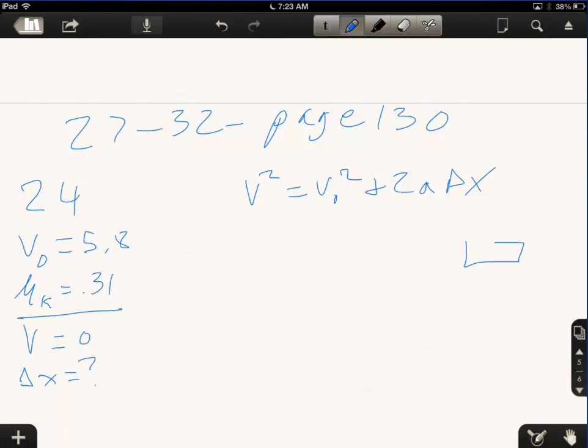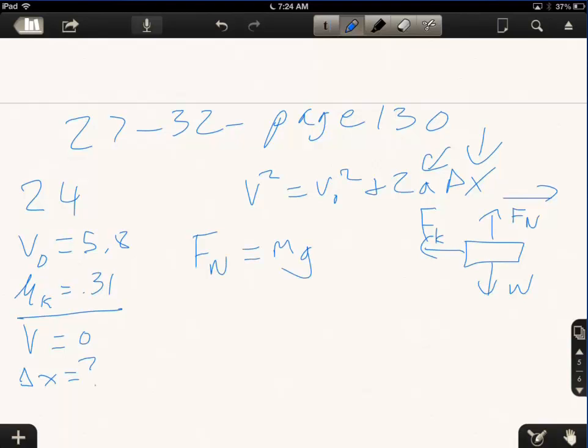So the shuffleboard disc is moving this way. There's weight pulling down, and then there's the normal force pushing up, and then there's friction trying to slow it down and stop it, so Fk. I'm supposed to figure out what the acceleration of the block is so that I can get this change in position. To do that, I'm going to say the normal force is equal to the weight force. So I basically have Fn equals mg.